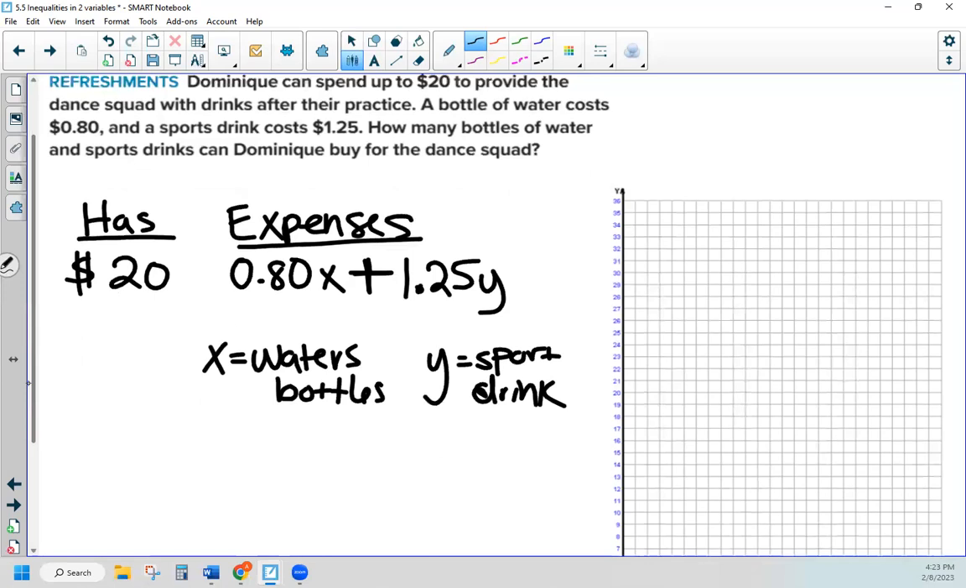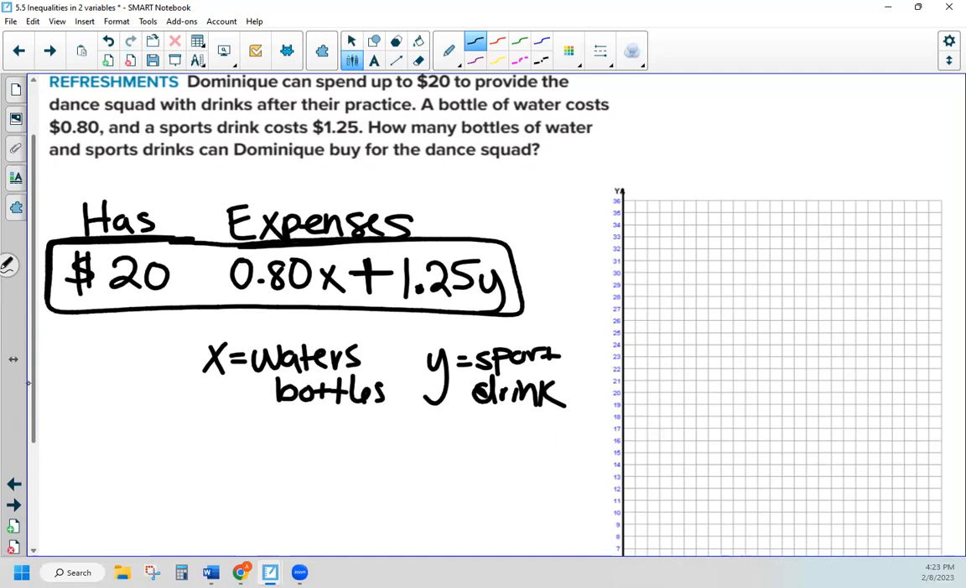Okay. So now that we have this here, we need to finalize our inequality symbol. If you think about it, can the expenses be more than the amount of money that you actually have? It cannot. Expenses cannot be more than the amount of money that you have. So that means that the amount of money that we have needs to be more than or equal to, because Dominic can actually spend all the $20 buying these drinks. So, all right, that's step number 1, creating the inequality.